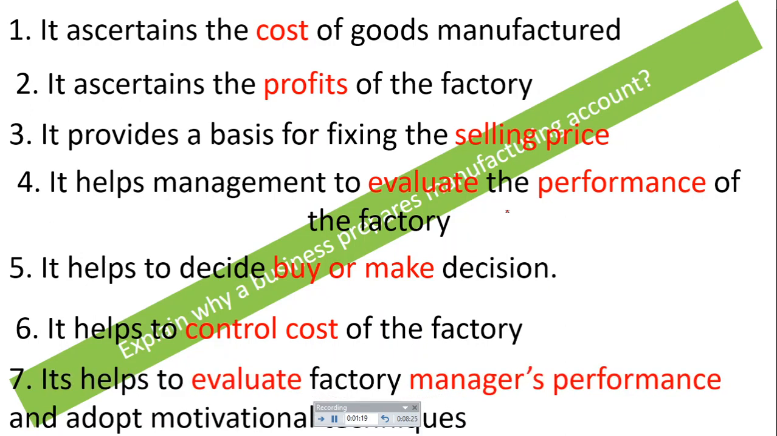Also, evaluate the factory manager's performance. How good is the factory manager? Is he working well or not? And how to motivate him? Those decisions can be made based on the information derived from your manufacturing account. That's why we need to make the manufacturing account. So I have given 7 points out here. In your final exams, you could be asked any 4 or any 5. So try to remember these reasons: cost, profit, selling price, evaluate performance, buy and make decision, cost control, evaluate manager performance. The red markings are important to be recalled.